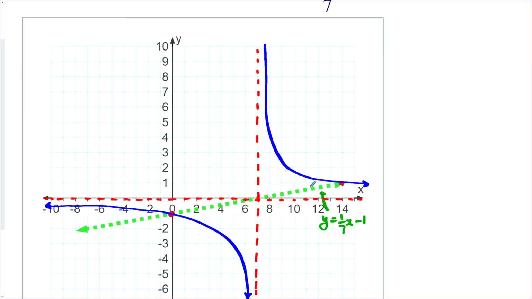And I'm not really doing this too carefully. I don't know exactly what points it's crossing in here. I'm just making a sketch of it. So for this, that's good enough. This asymptote would be y equals 0. This vertical asymptote would be x equals 7. And this graph right here is our y equals 1 over 7x minus 1.